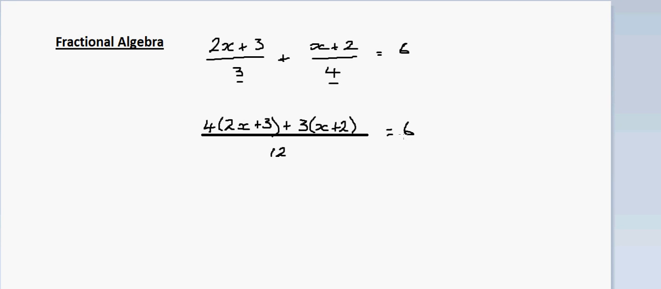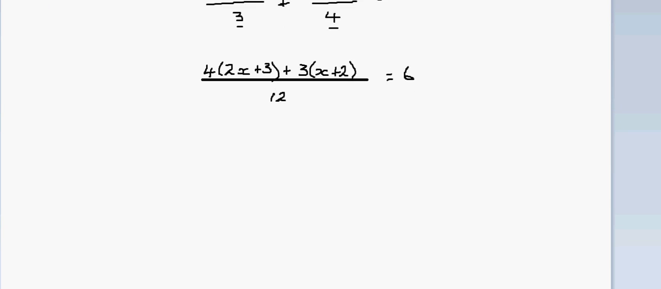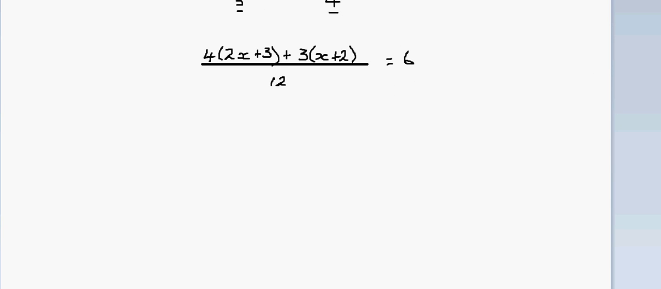Okay, so this will still equal 6. So 3's into 12 goes 4, so we multiply the top by 4. 4's into 12 goes 3, so we multiply everything up here by 3. Okay, so let's just move this down a little bit. So we now need to expand all of this. Okay, so again, this will still equal 6. This will still be over 12.